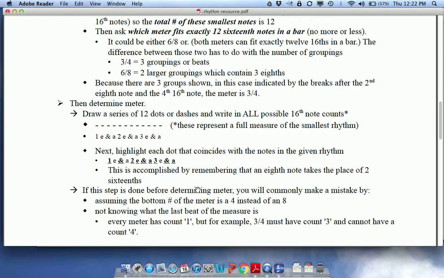Realize, by the way, if we're saying that it's in 3/4, you know that the last number in that measure is 3. It can't go beyond 3 because we've determined that there are only 3 beats per measure. That has nothing to do with the number of notes. Beats are just a measure of time. They're not a measure of activity, right?